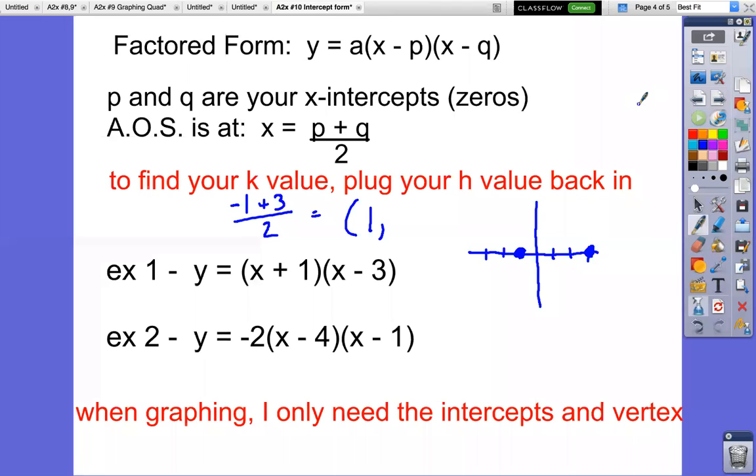Wait, it's -3 and +1. Nope, it's backwards. It's opposite. Remember, it's always the opposite of what's going on with the x. So if I have a +1 here, it has to be -1. If I have a -3 here, it has to be +3. Remember, it's what value of x makes the quantity equal 0.